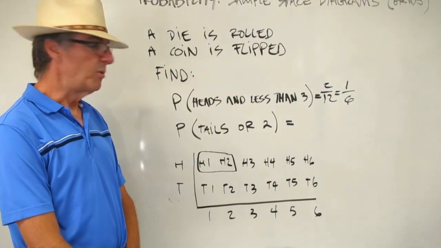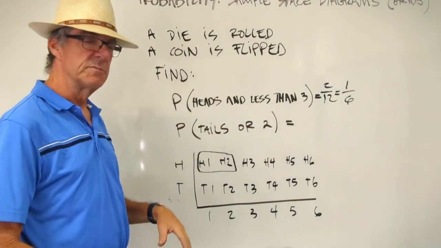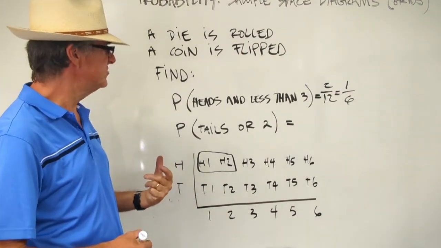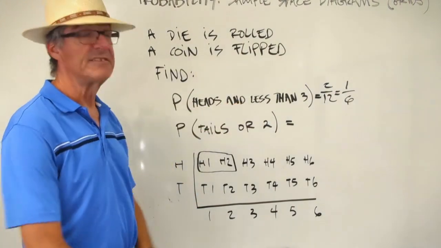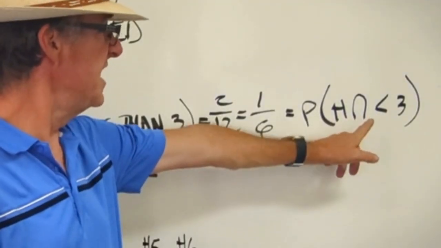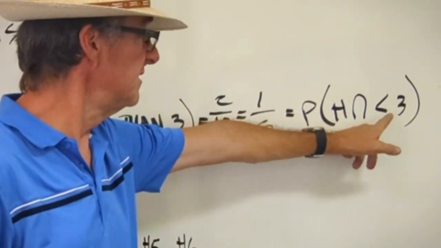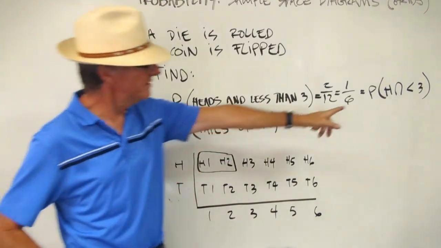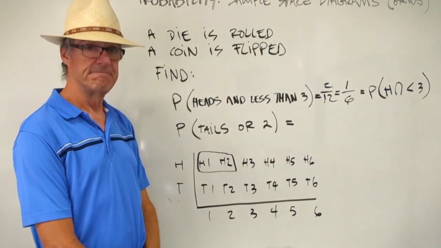Now, bonus points. I want you to write this in terms of our notation only. It's a little bit of a stretch, but you can do that. So write the probability of heads and less than 3. All right, check it out. Probability of heads intersection, remember intersection is the more limiting case, less than 3. So this problem here could be written in this notation, and it would mean the same thing as that.